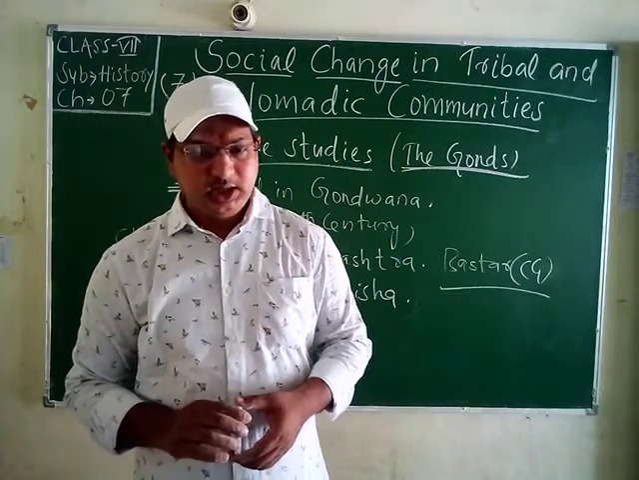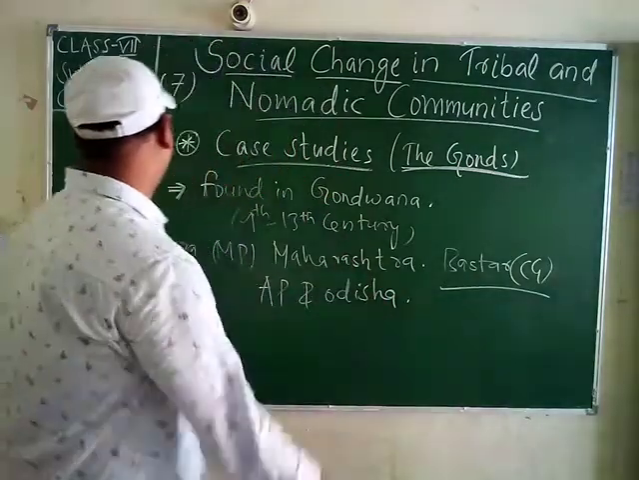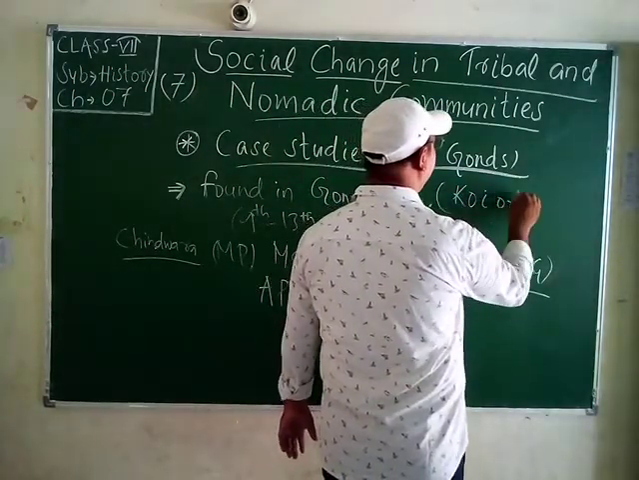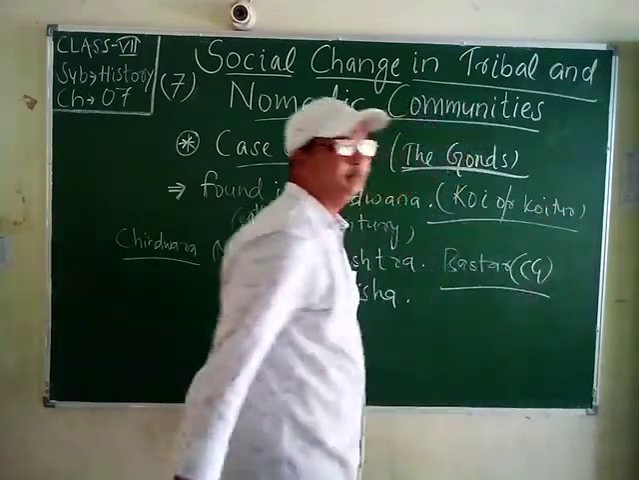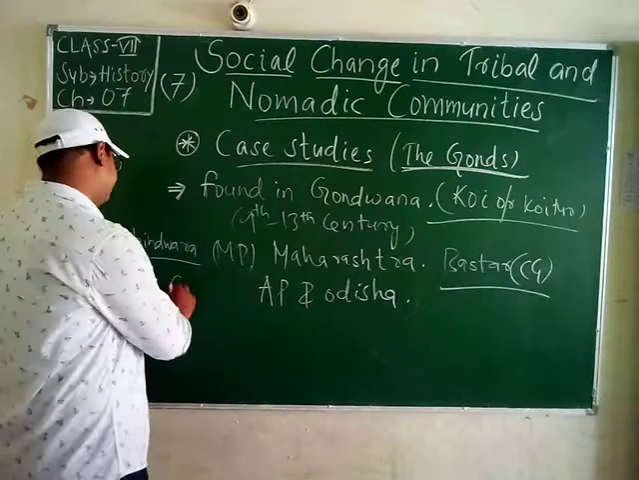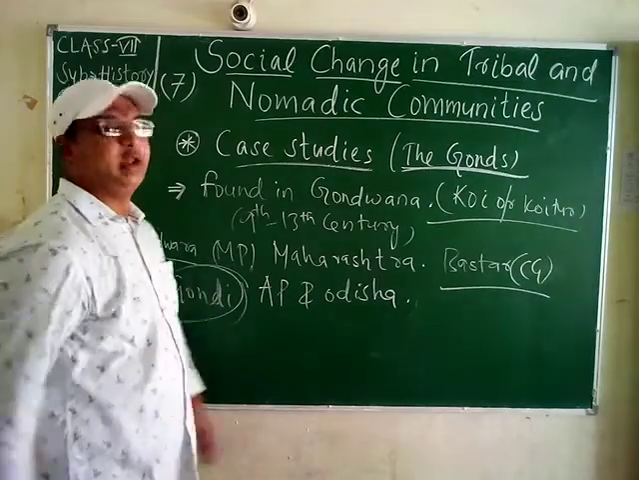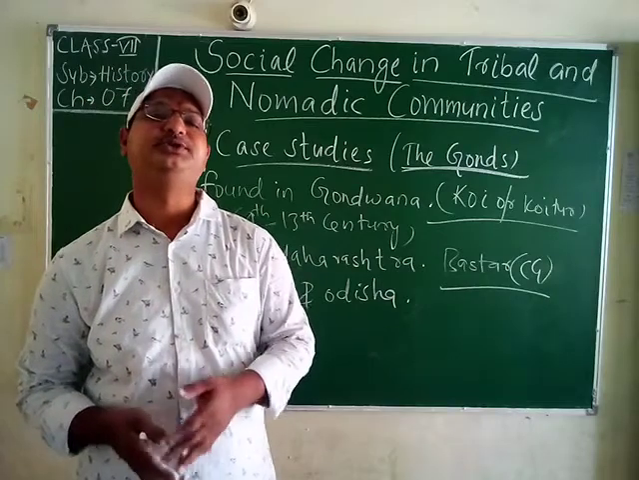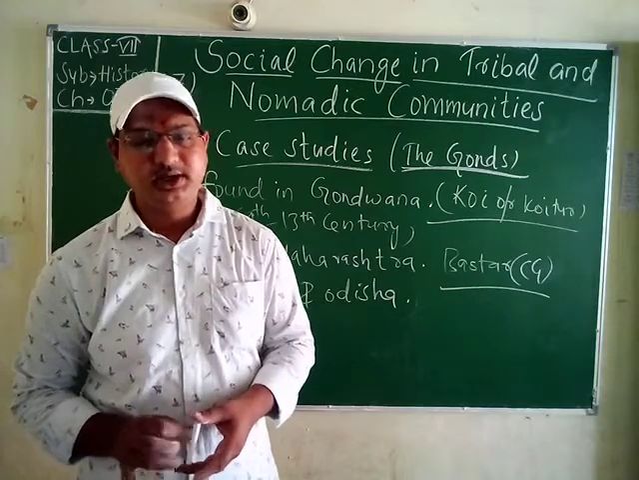Students, the name by which Gonds call themselves is Koi or Koitur. Look at the difference. They have a different nomenclature. The language they speak is called Gondi. The Gondi language is closely related to Tamil, Kannada and other Dravidian languages, especially the South Indian languages.